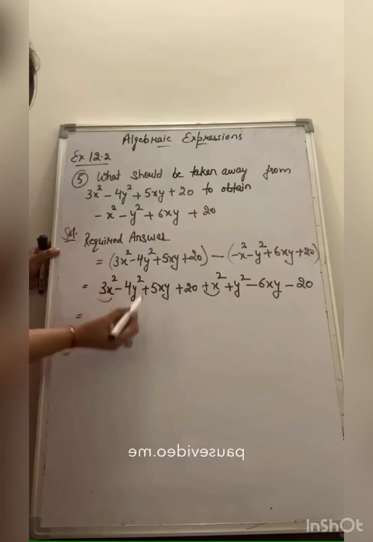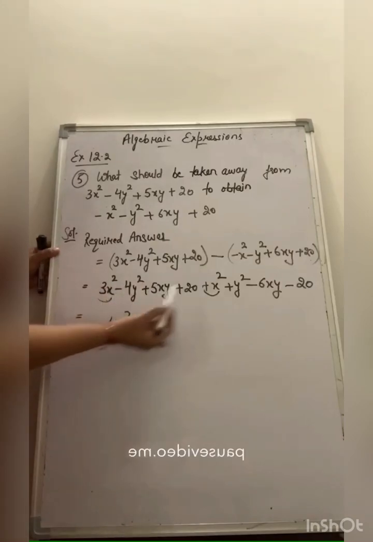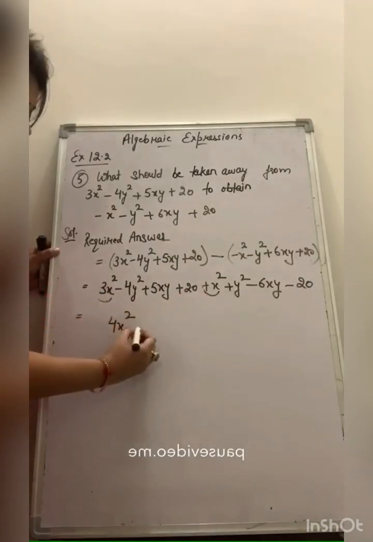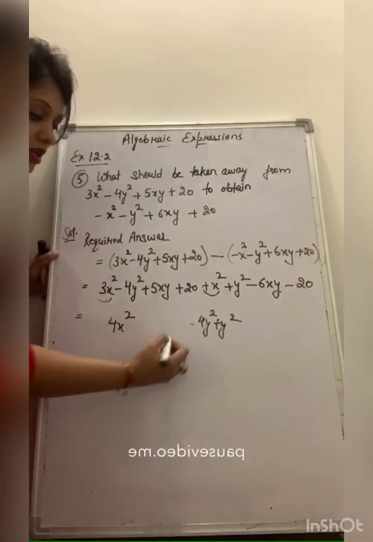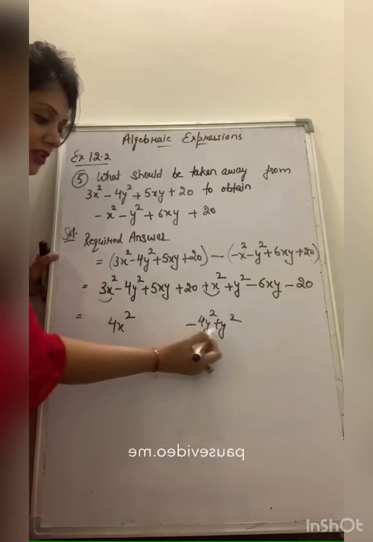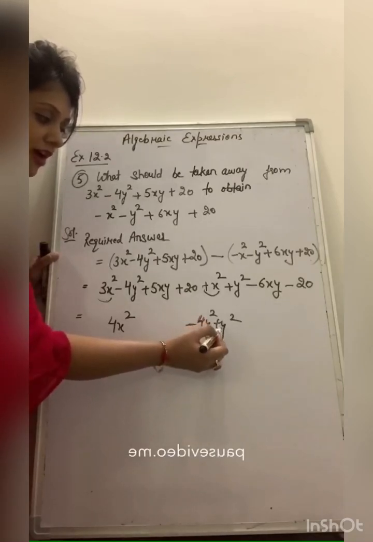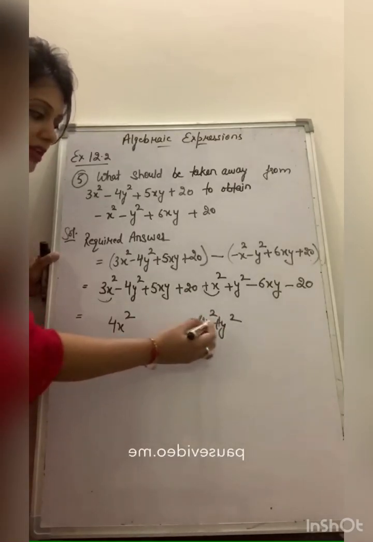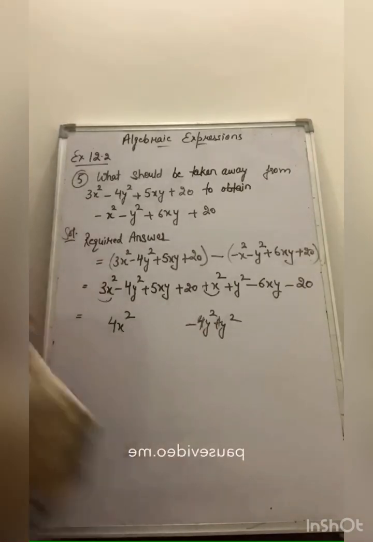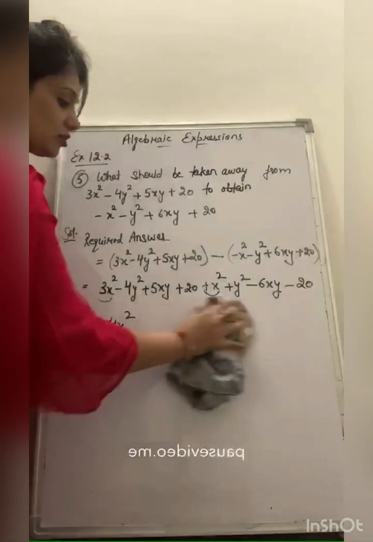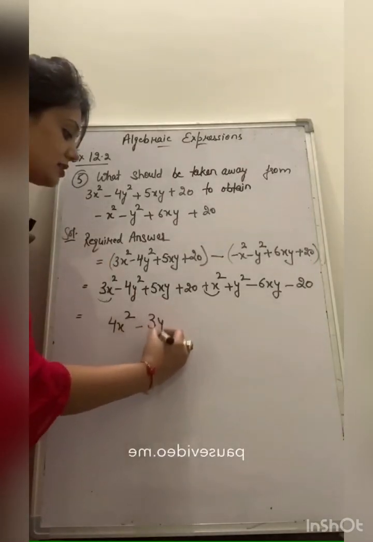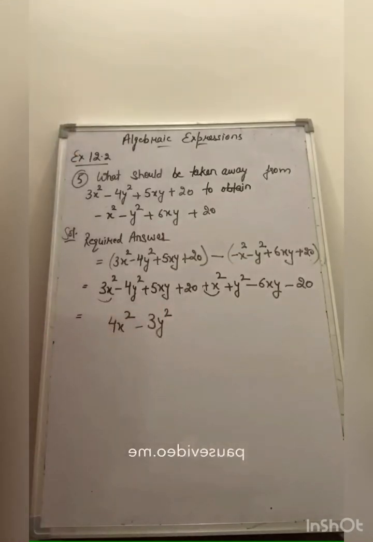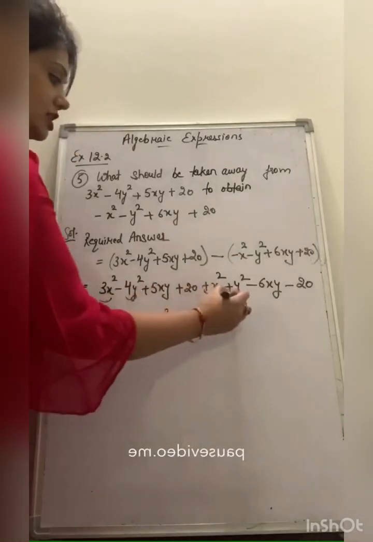Now see the next term. Minus 4y square plus y square. Now see, minus 4y square plus y square. It will be what? Like terms, minus 4, y square means 1. So minus 4 plus 1 is minus 3. So we will write minus 3y square. Fine. So we have done with these two terms.